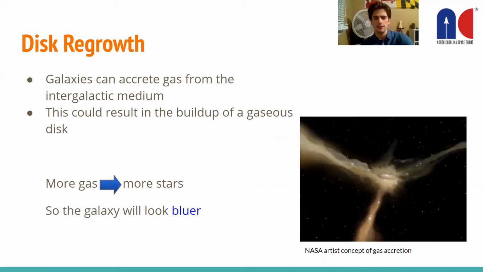This leads us to disk regrowth. It's this idea that galaxies could actually accrete gas as a stream from the intergalactic medium. That's just the space in between galaxies, and there's some diffuse gas there. If this gets streamed in, it could result in the buildup of a gaseous disk around the elliptical galaxy. More gas will lead to more stars, so obviously this galaxy will look bluer.